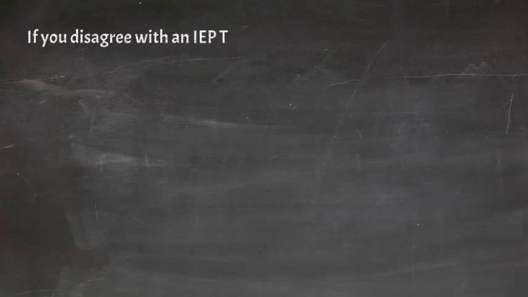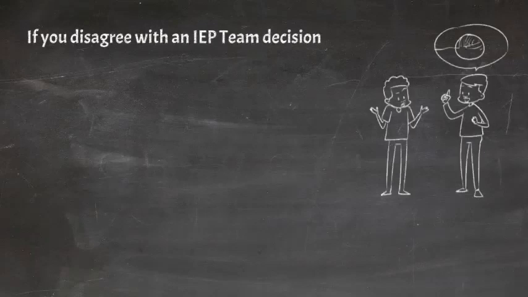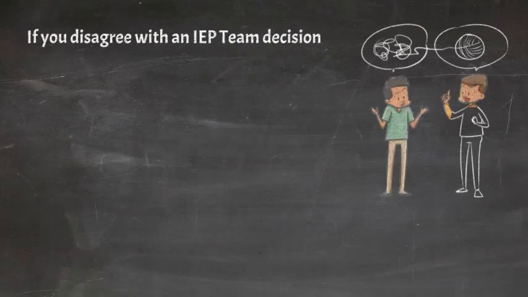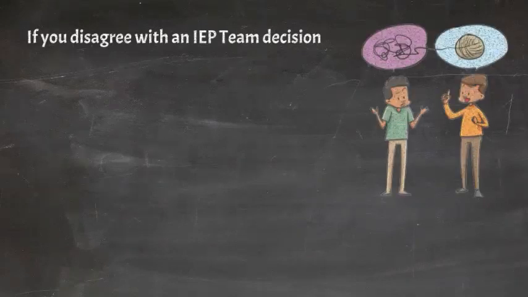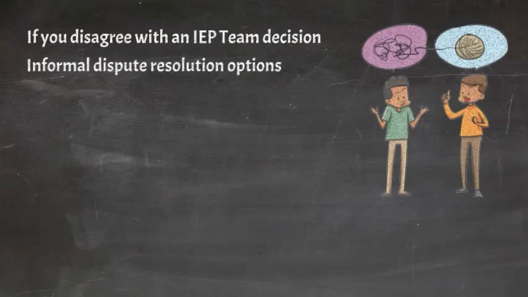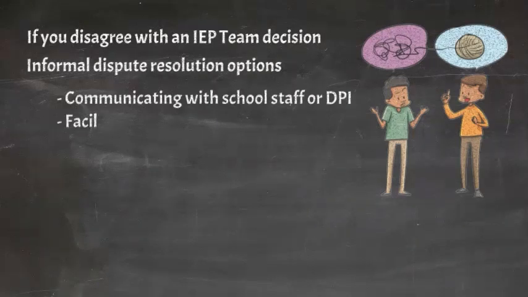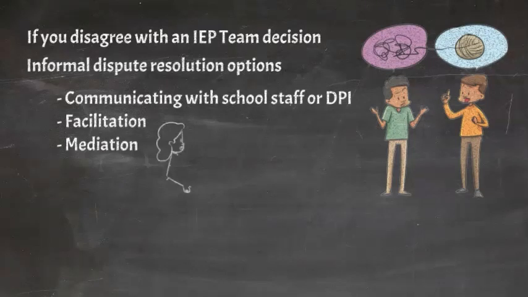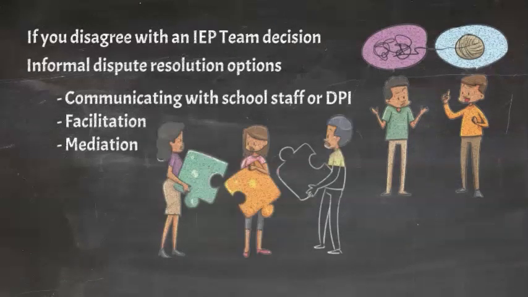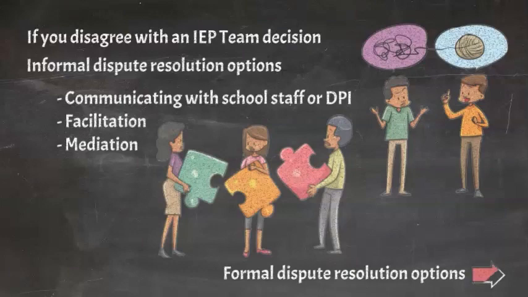If a parent does not agree with an IEP team decision or the special education services their child is receiving, or feels like the IEP is not being implemented appropriately, there are several dispute resolution options available. Part 1 discussed informal dispute resolution options, like communicating directly with school staff or DPI, facilitation, and mediation. But sometimes a parent may want to consider formal options for resolving the dispute.